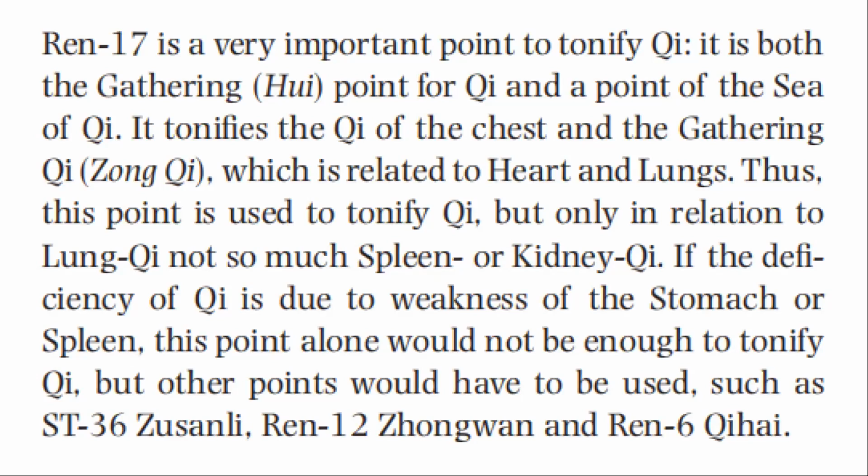or kidney qi. If the deficiency of qi is due to weakness of the stomach or spleen, this point alone would not be enough to tonify qi, but other points would have to be used, such as Stomach 36, Ren 12, and Ren 6.